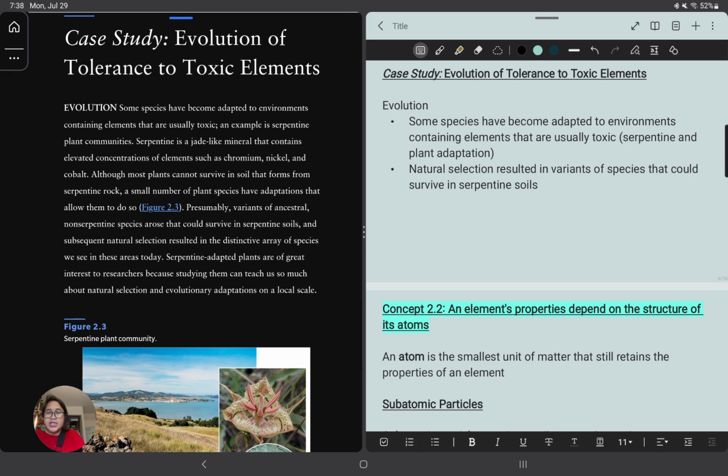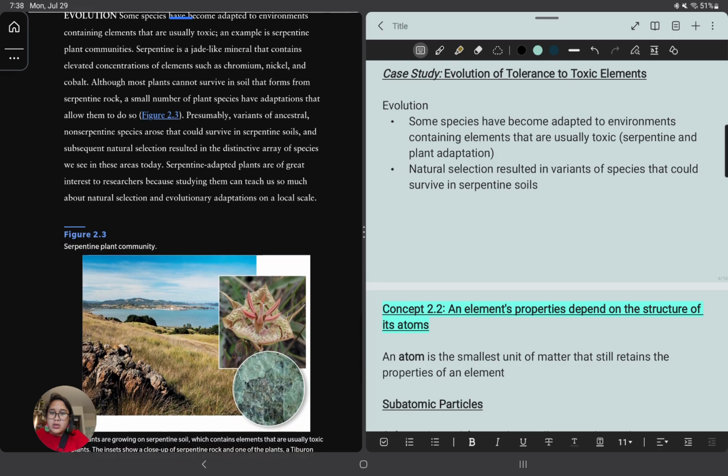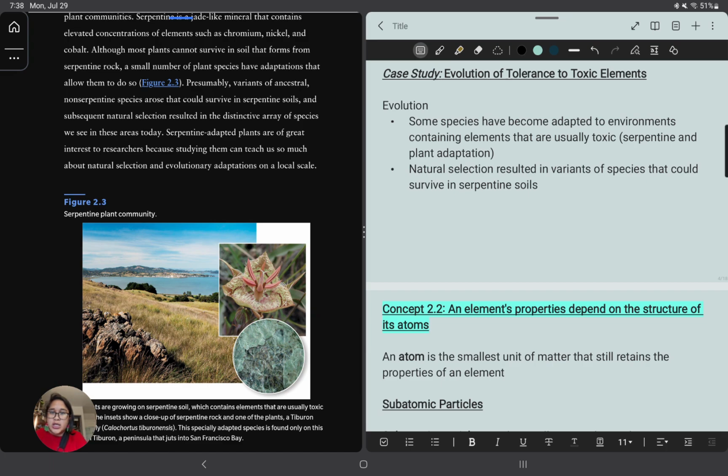Okay. Case study. Evolution of tolerance to toxic elements. Some species have become adapted to environments containing elements that are usually toxic. An example is serpentine plant communities. Serpentine is a jade-like mineral that contains elevated concentrations of elements such as chromium, nickel, and cobalt. Although most plants cannot survive in soil that forms on serpentine rock, a small number of plant species have adaptations that allow them to do so.